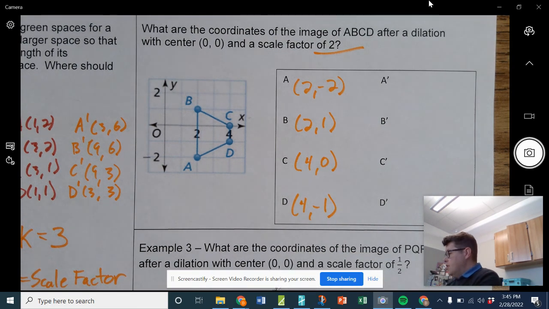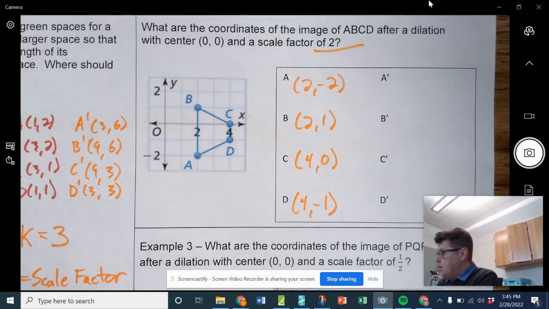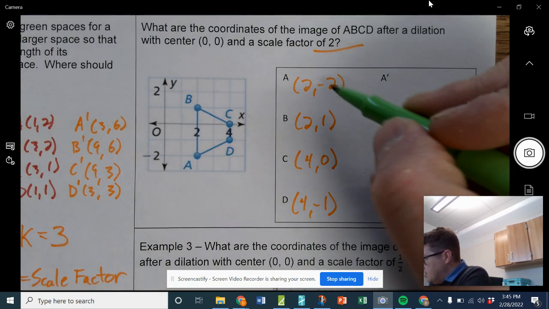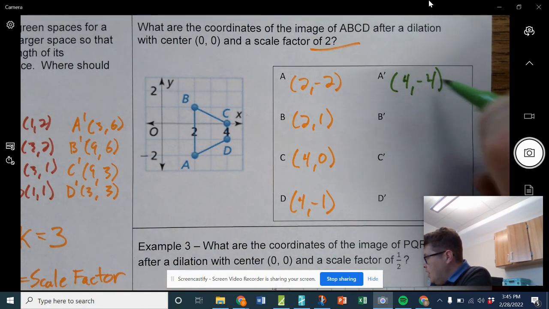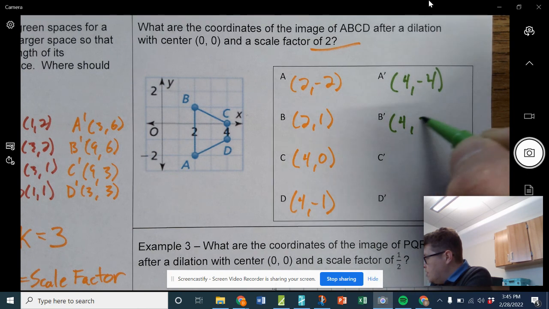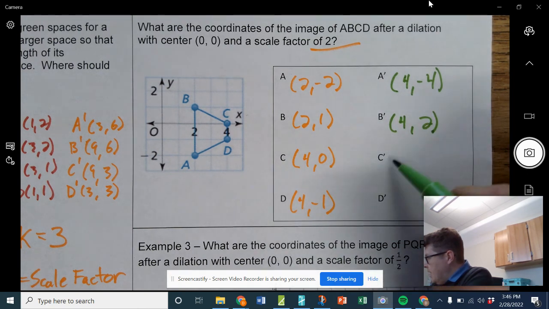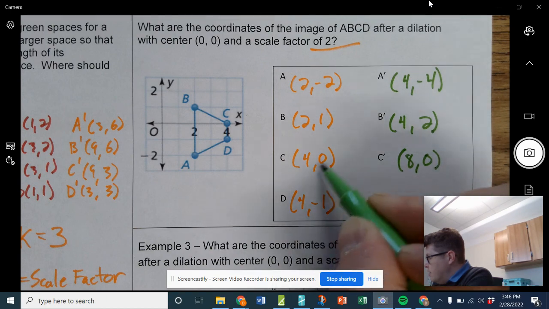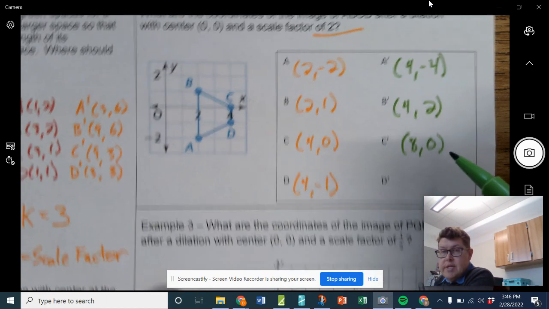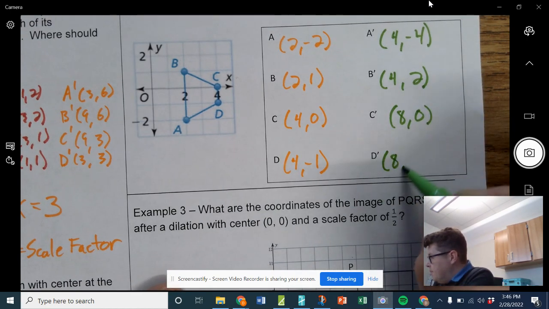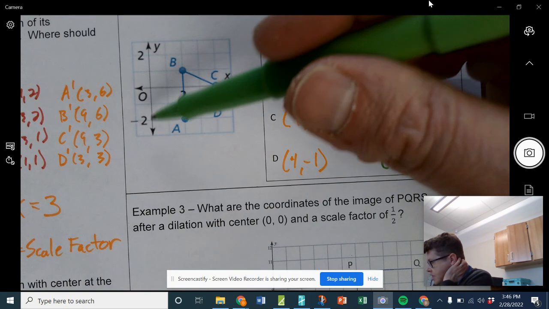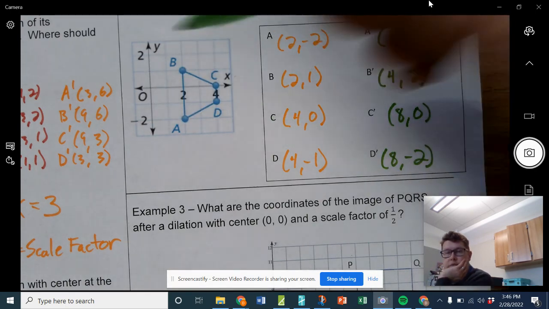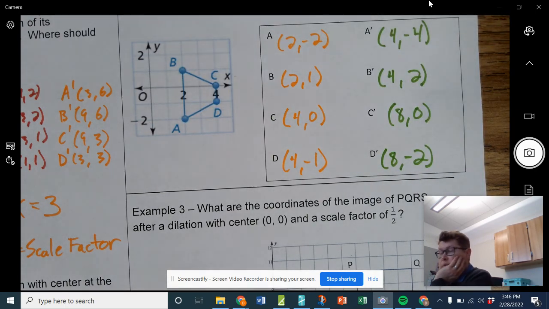Okay, and then for the new shape, you just multiply each of those by 2. So this becomes 4, negative 4, right? If you have a negative, keep it. This becomes 4, 2, right? This becomes 8, 0, because 0 multiplied by anything remains 0. And this becomes 8, negative 2. So we could graph that out if we wanted to, but we can trust our math that this is going to be much bigger. It's actually going to send us off the grid. So that's kind of how you do the math right there.